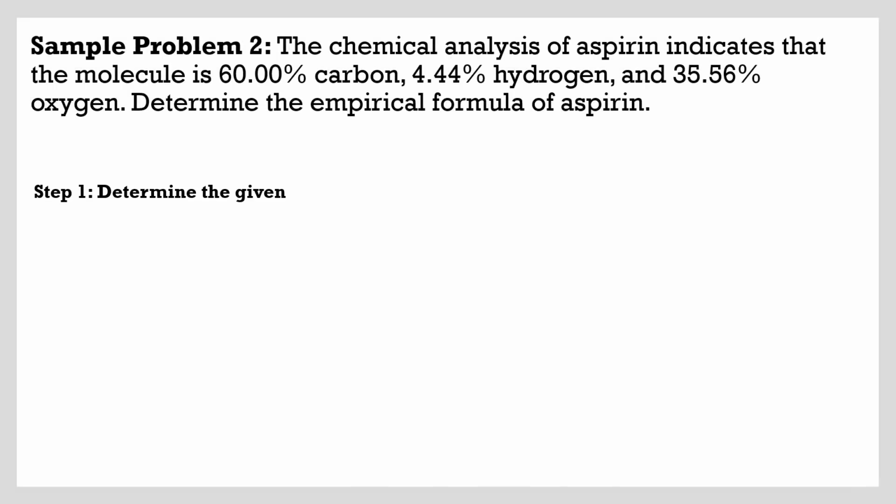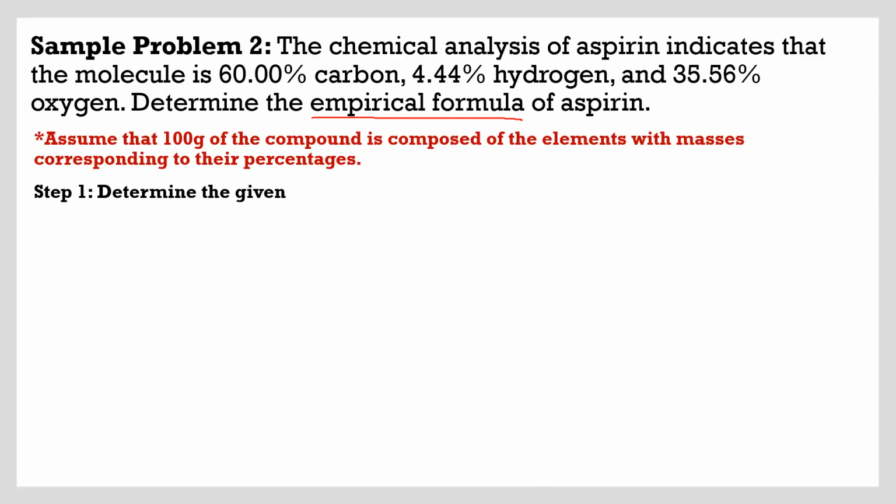Another problem for empirical formula. The chemical analysis of aspirin indicates that the molecule is 60% carbon, 4.44% hydrogen, and 35.56% oxygen. Determine the empirical formula of aspirin. In this problem, we are only looking for the empirical formula. Again, the first step is to assume that 100 grams of the compound is composed of the elements with masses corresponding to their percentages.